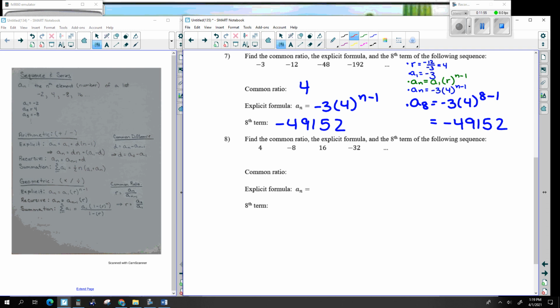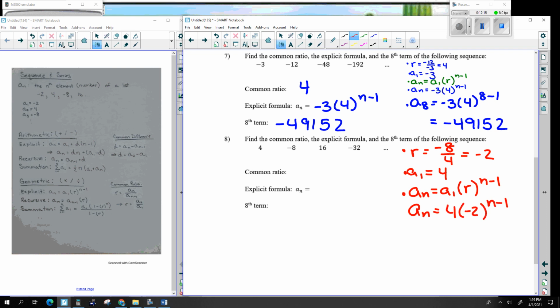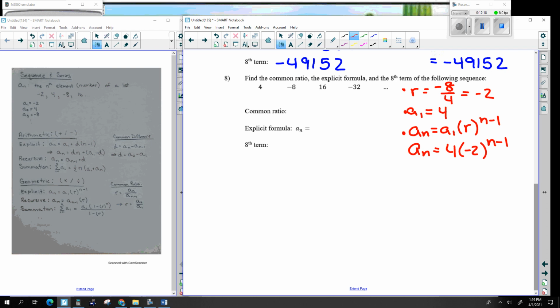Okay, let's go ahead. Same question. Find the common ratio. That's the second number divided by the first number. Okay, it's also important that you identify the first number. The explicit formula, which is A1 R n minus 1. In essence, it implies that this is going to be 4 negative 2 to the n minus 1. And then find the 8th number.